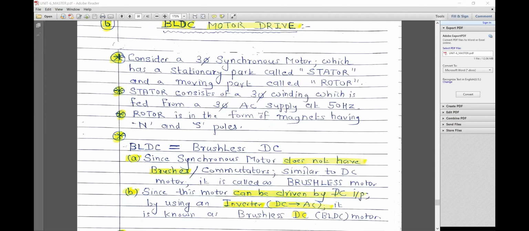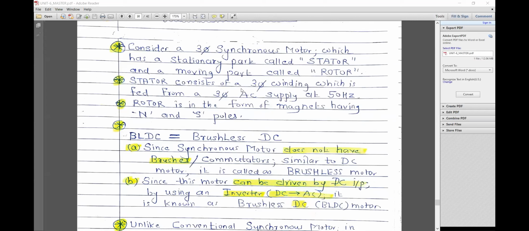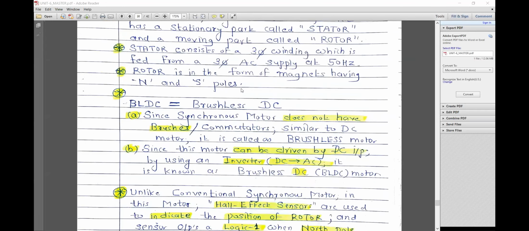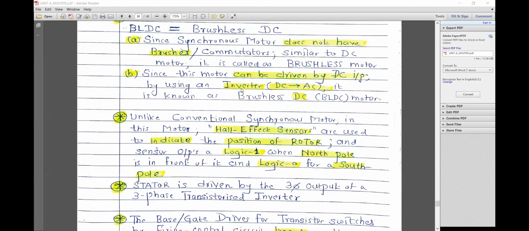Because synchronous motors as well as induction motors are actually AC motors, we have 3-phase synchronous motors and 3-phase induction motors also. So in our discussion, we are considering a 3-phase synchronous motor. Okay. So we know that in your notes it is written: consider a 3-phase synchronous motor which has a stationary part called the stator and a moving part called the rotor. Stator consists of 3-phase winding which is fed from a 3-phase AC supply at 50 Hertz. Rotor is in the form of magnets having north and south poles. Okay, clear till this point? Yes, sir. Okay, fine.